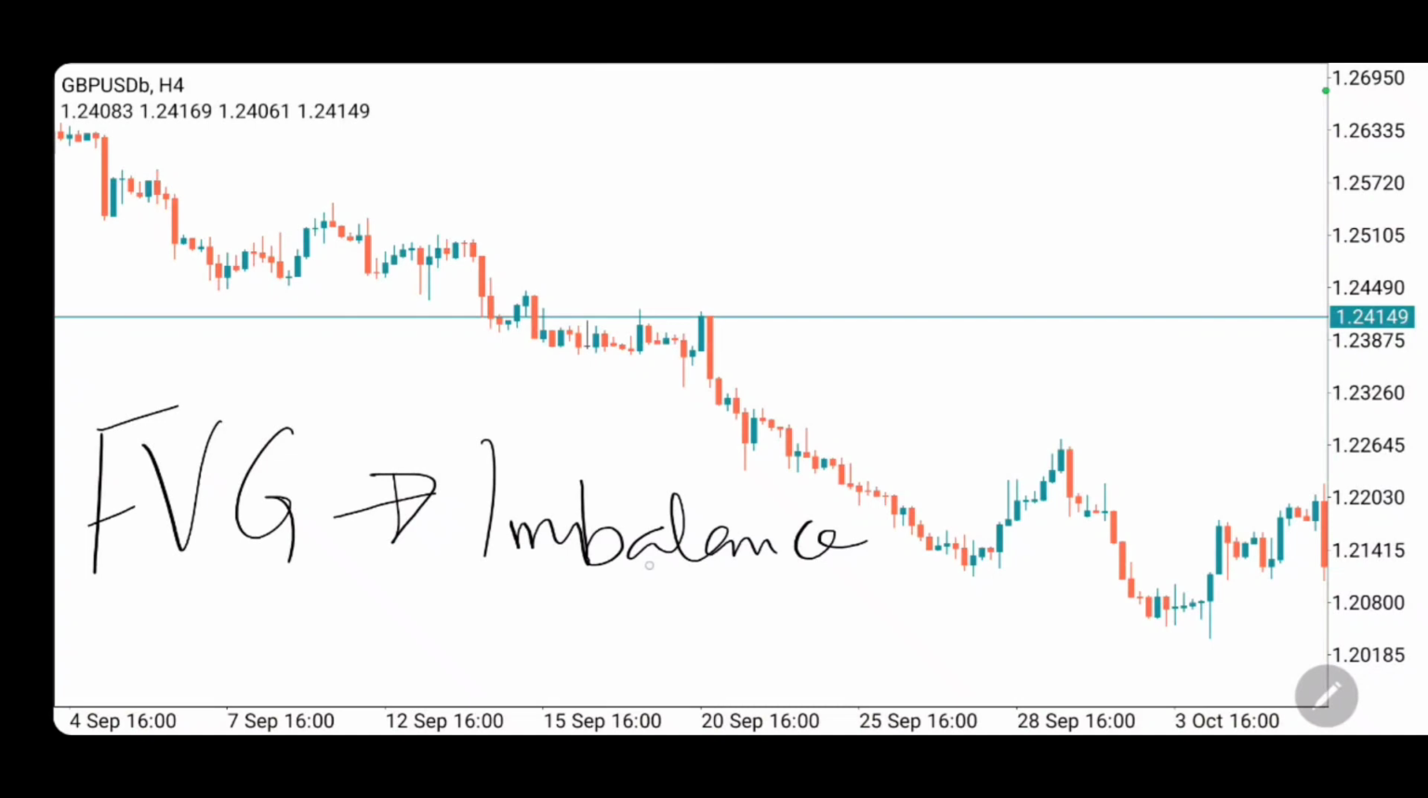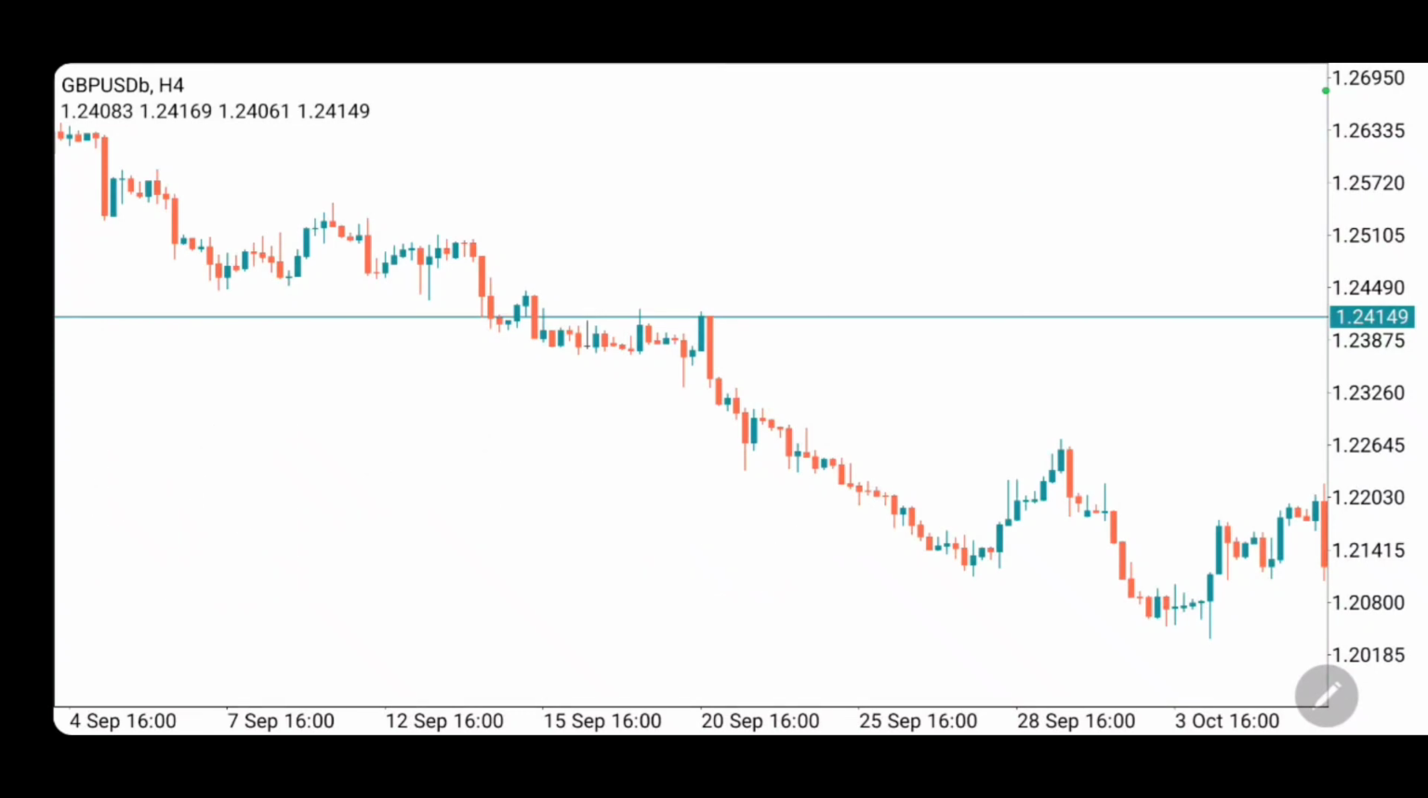All right, so now I'll be explaining to you how to use this principle of imbalance to gain entries when trading your demand and supply zones. All right, so that's the purpose of this video for today.